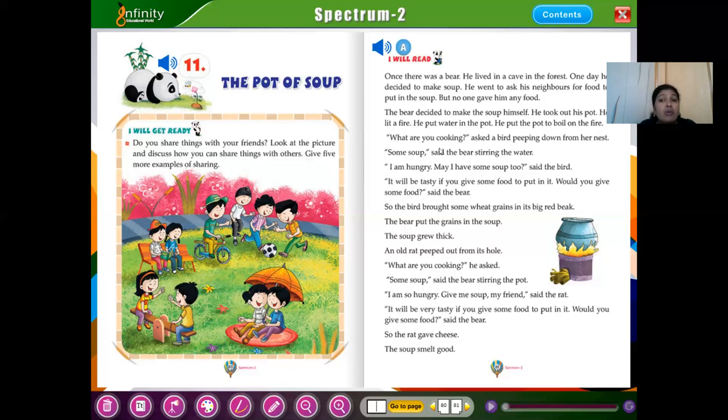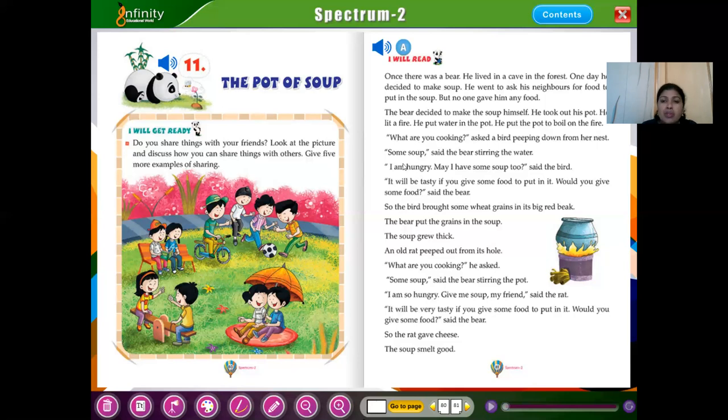So now that bird is just looking out, peeping out of the nest. Just a bird peeping out, looking outside from the nest. It asks the bear, "What are you cooking?" Just observe, children. When the bear started cooking soup himself, a bird came out of the nest and asked, "What are you cooking?"